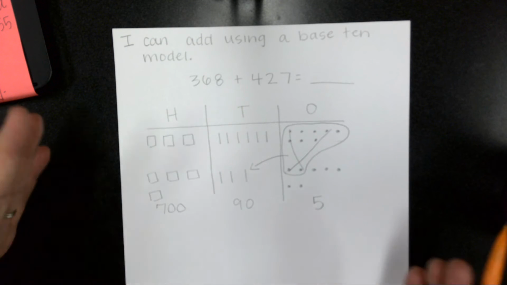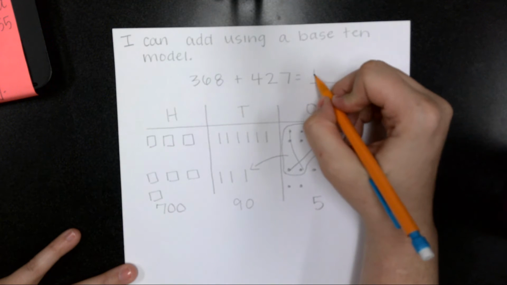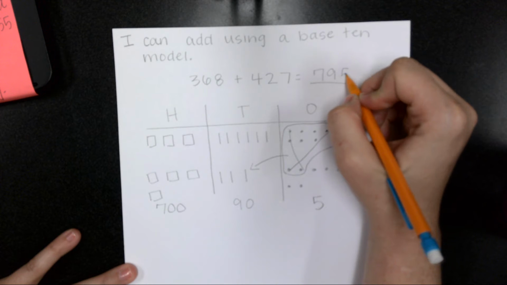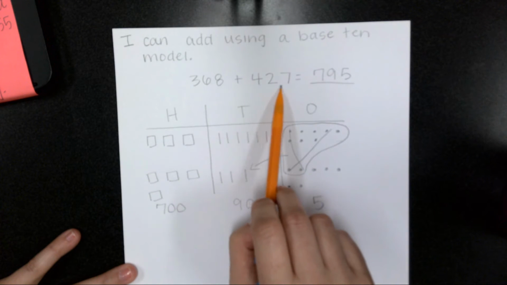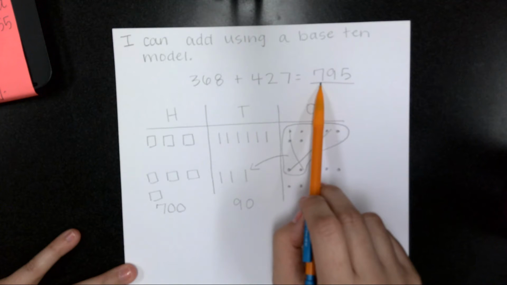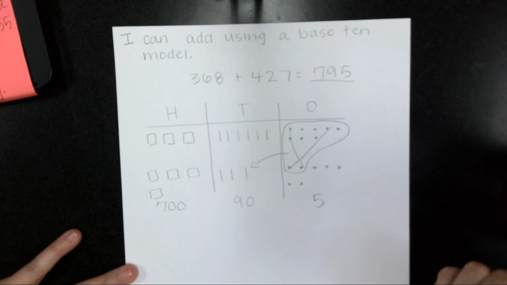So I know I just need to put those back together, and I'll have 795. So if I add 368 plus 427, I'll have 795. That was pretty simple. Let's try one more together.